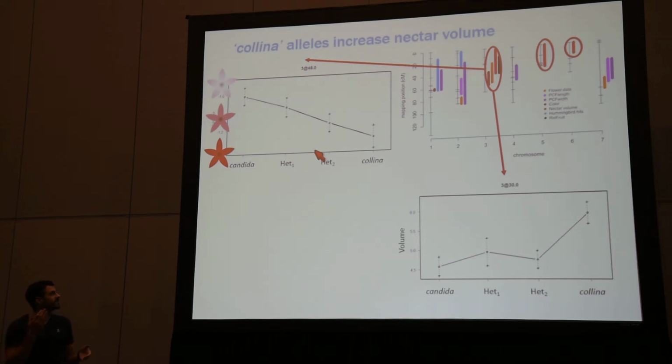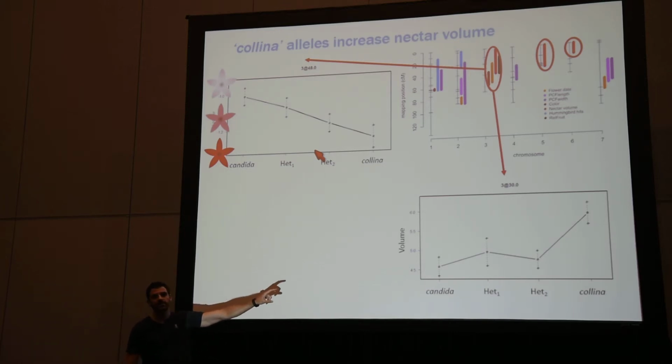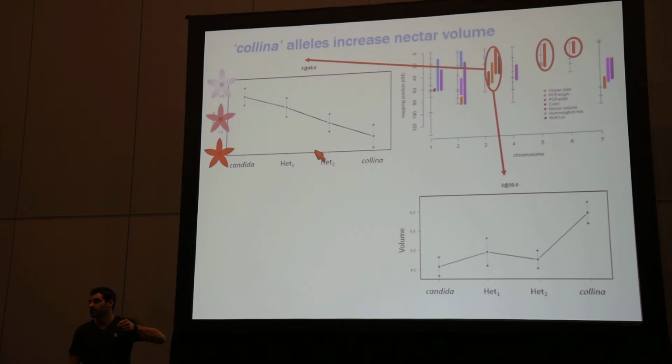So if pollinators are showing preferences for flower color in this subspecies pair, this could lead to divergence in nectar volume.